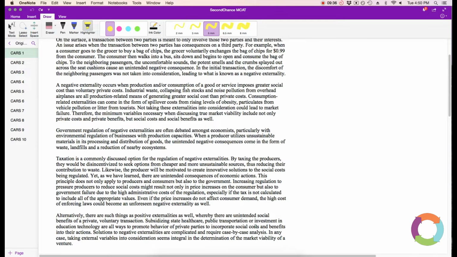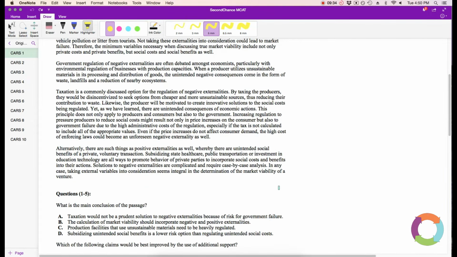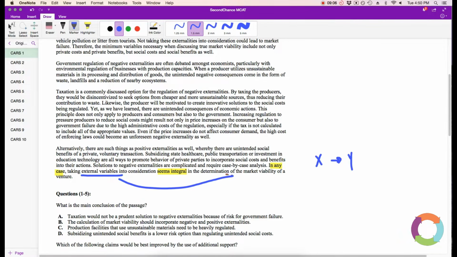Okay, let's see from the bottom here, the conclusion sentence, what it's about. In any case, taking external variables into consideration seems integral in the determination of market viability of a venture. Okay, so social sciences, they usually talk about X to Y. So that means what are we talking about? What's Y? What's X? So these variables here, so external variables are sort of important to determining market viability.